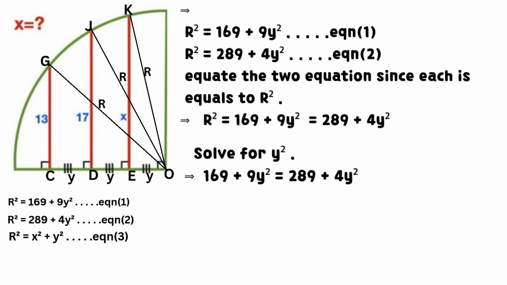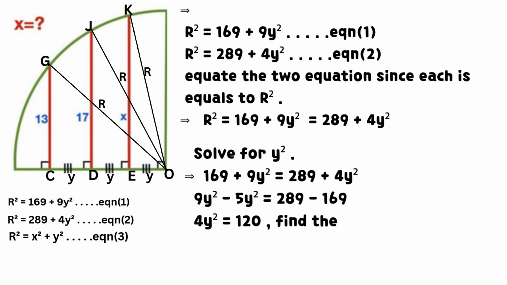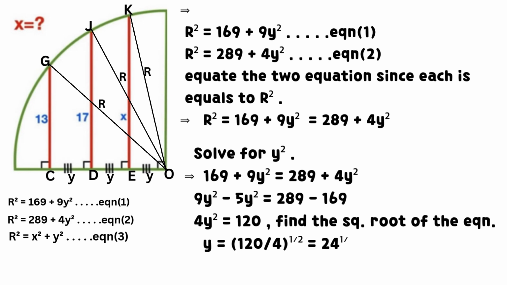Solve for the square of Y. It implies that the sum of 169 and 9 times the square of Y equals the sum of 289 and 4 times the square of Y. Combine like terms and simplify. We have that 4 times the square of Y equals 120. Find the square root of the equation. Y equals the square root of 120 divided by 4, which equals 2 times the square root of 6.